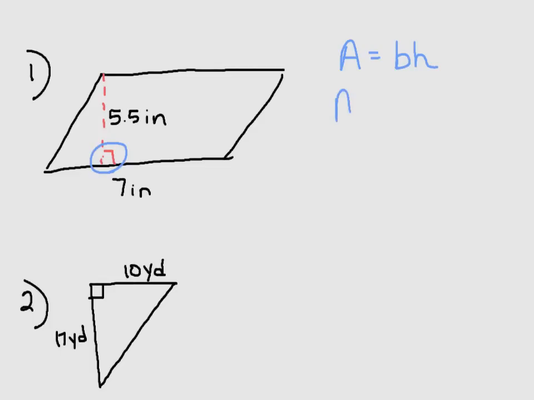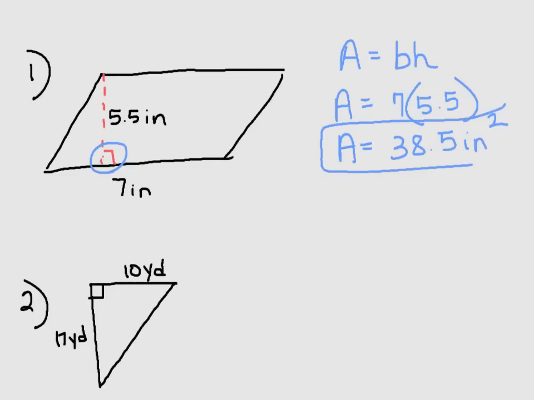The base is always one of the side lengths, so that would be 7. And the height is 5.5. Let's go ahead and multiply. 7 times 5.5 is 38.5 inches squared. Remember that we're multiplying inches times inches here, and area is always in inches squared. So that would be the area of my parallelogram.